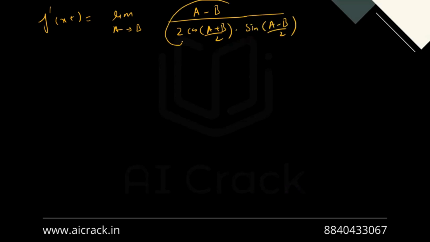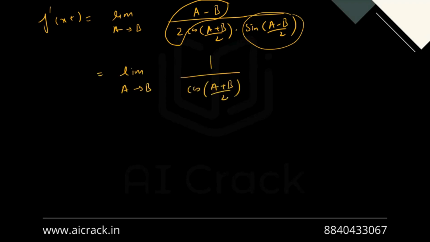Now, if you look at this one and this one, this is a standard limit, right? When A is approaching B, basically this is approaching 0, this is also approaching 0. That means this becomes 1 only. So it becomes limit A approaches B of 1 upon cos of (A plus B) by 2. This is our f dash x plus. Now, A is approaching B, so when we take the limit, we can simply write A equals B. So finally, what we have got is f dash x plus equals 1 upon cos B, right?